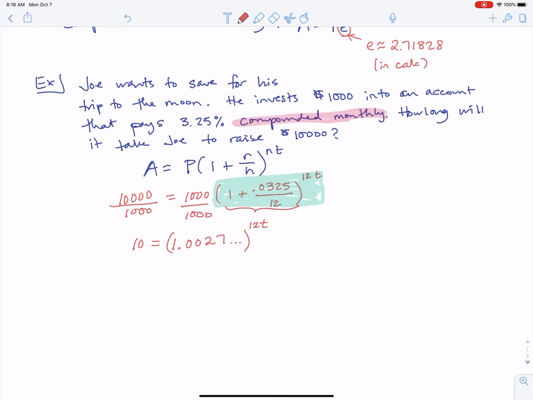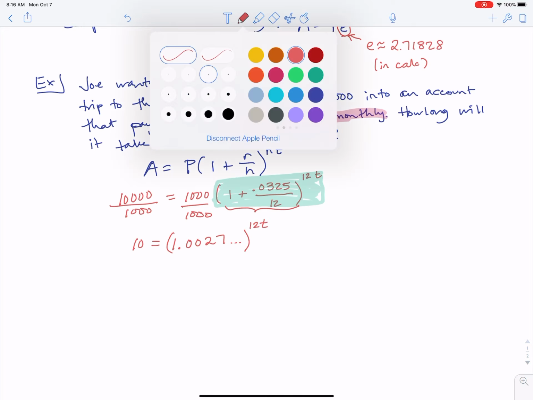So from this point, we are going to change to log form. You can either do that by the definition of a logarithm, or you can take the log of both sides. Either way you want to do it, in the end, you should get the same thing. So I'm going to take the log of both sides just because that's what I like to do.